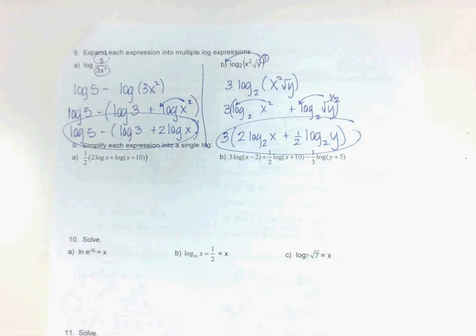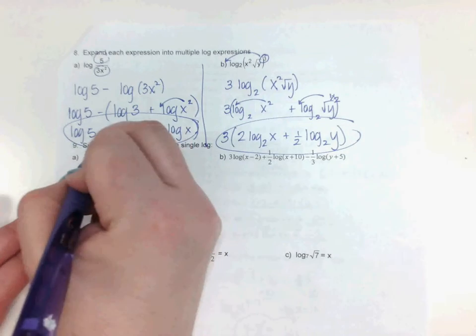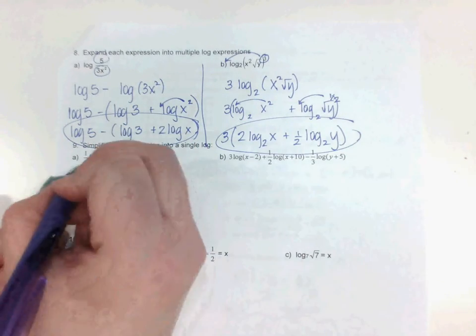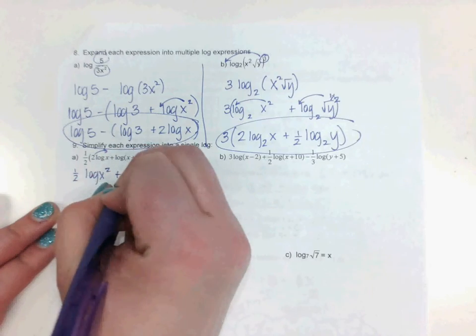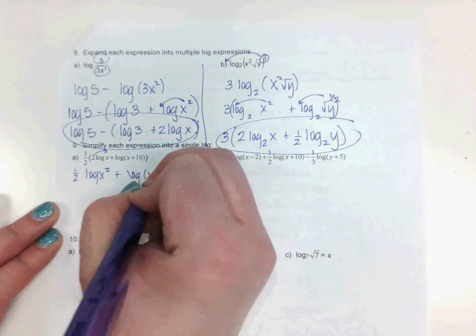We're putting our logs back together. Take a look at part A. What do I do with the 2 first? Now I'm trying to get it back to 1 log instead of separating. Bloop. Now that's a what? X squared. So my 2 is going to move up. So I have a 1/2 log x squared plus log x plus 10.